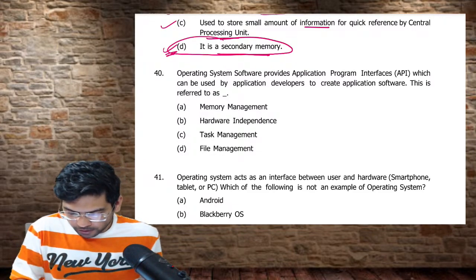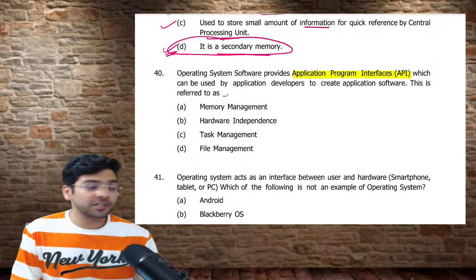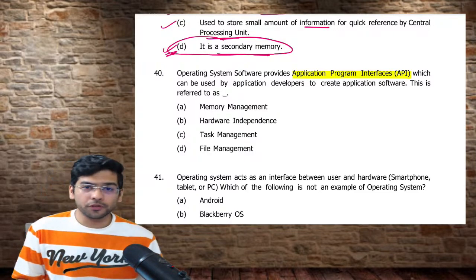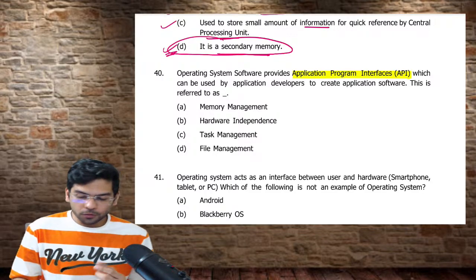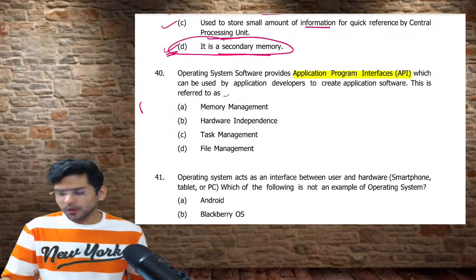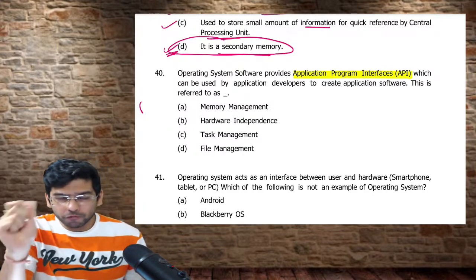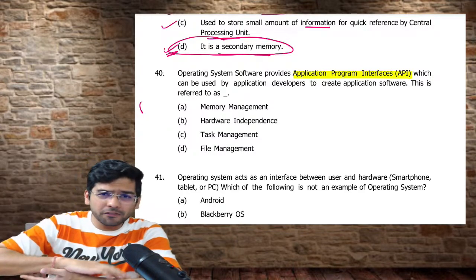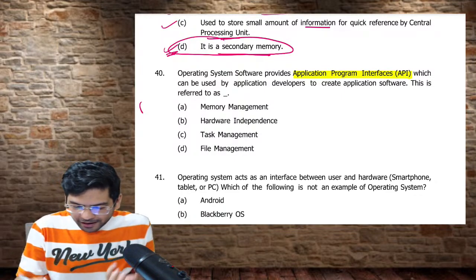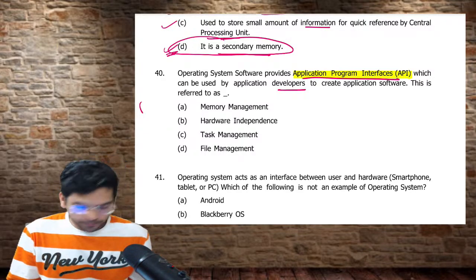This is a good question. Operating system provides application programming interface which can be used by application developers to create application software. This is referred to as. Now, this is a good question, guys. Generally, there is a question on activities, or functions, performed by operating system. We have got 8 activities, and out of 8 activities, they have given 4 activities as the option. So which activity provides API, application programming interface, to the developers to create the application software?